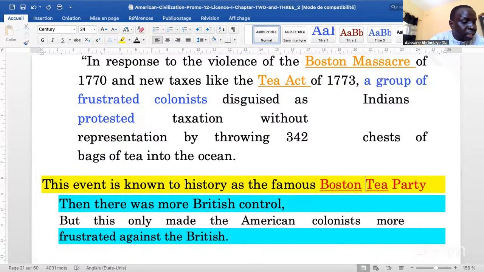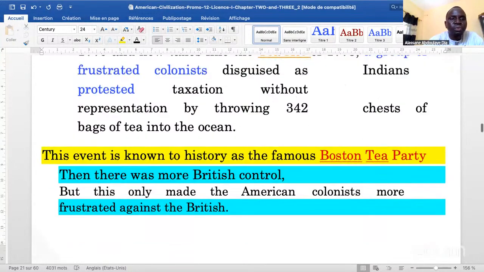All right? It's just like when students are frustrated, they get into the university, they go to the administration, taking documents and throwing them. So this group of frustrated patriots wanted to respond to the Boston Massacre. They went to the harbor, that was in 1773, took tea, and threw it, saying taxation without representation, taxation without representation.